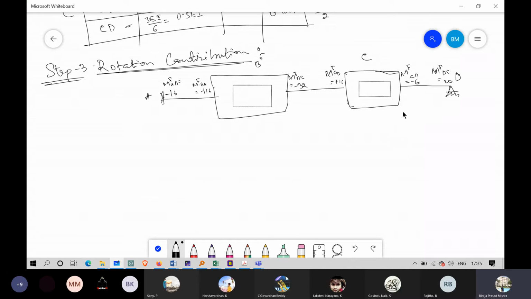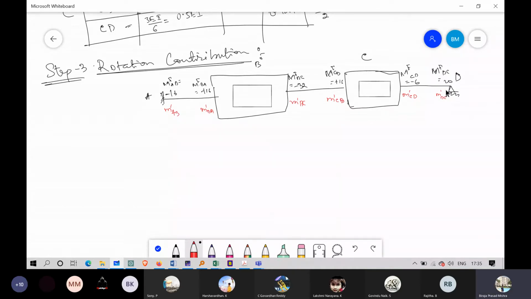Okay. So now here, I'm changing the color. This will be M dash AB. This will be M dash BA. This will be M dash BC. This will be M dash CB. This will be M dash CD. This will be M dash DC.